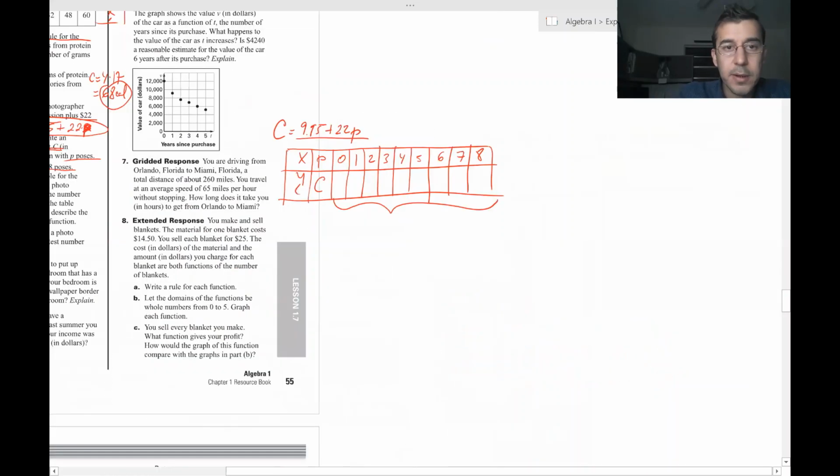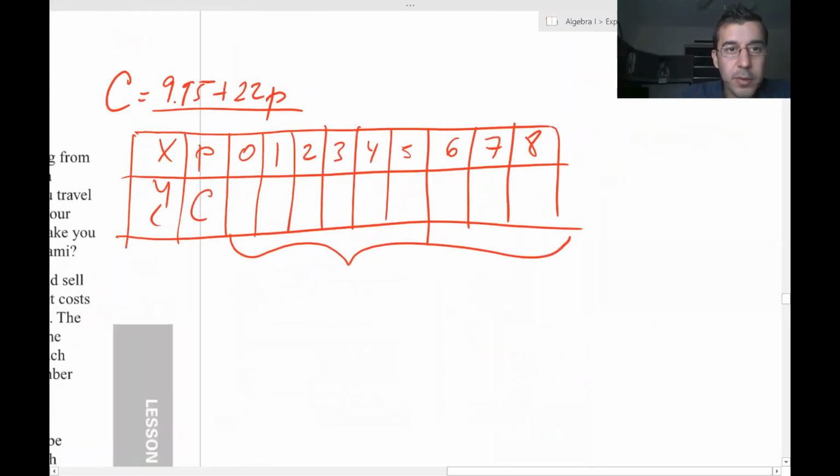Okay, so when P is 0, 22 times 0 is 0, so we have 9.95. If you have 0 poses, the total cost is going to be just 9.95. If you have 1 pose, then 22 times 1 is 22, plus 9.95 is 31.95. Then you can use a calculator for the rest, but this is going to be 44 plus 9.95. This is 53.95.